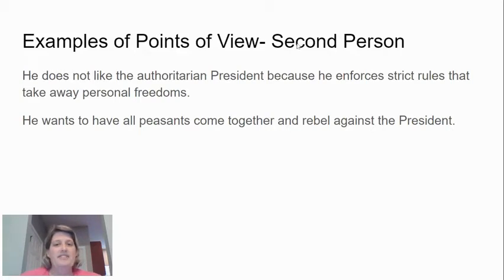I made a mistake on my slide. This should say third person. Examples of points of view of third person. Again, this is third person. He does not like the authoritarian president because he enforces strict rules that take away personal freedoms. He wants to have all peasants come together and rebel against the president. Notice when I wrote these sentences, I'm talking about he, a person that is in the story, not about myself.